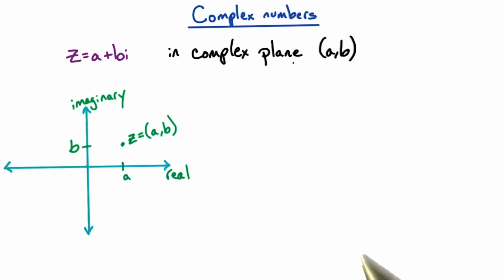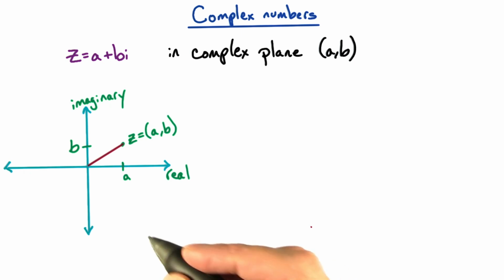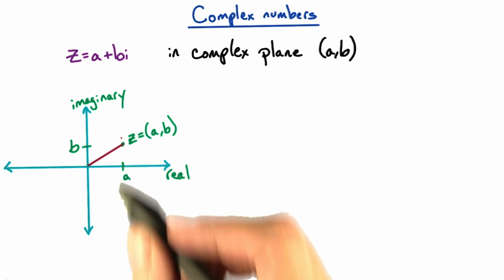Now there's another way to describe this point, this number z. It's called the polar coordinates. In polar coordinates, we look at the length of this vector from the origin to this point z.